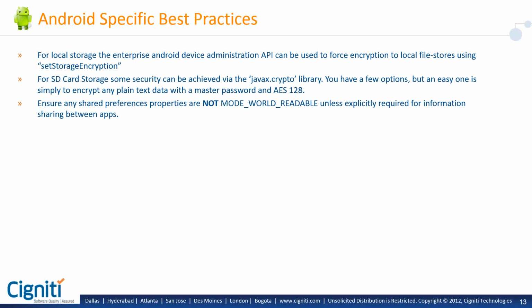And we talk about Android specific best practices. As I said, the device administration API should be used to force encryption to local file storage, where you can specifically set storage encryption. And for SD card storage, you can use a Java crypto library, which would also give you some security. You would also make sure that all the properties are not world readable. That means you don't store it in the file system where it is easily readable.